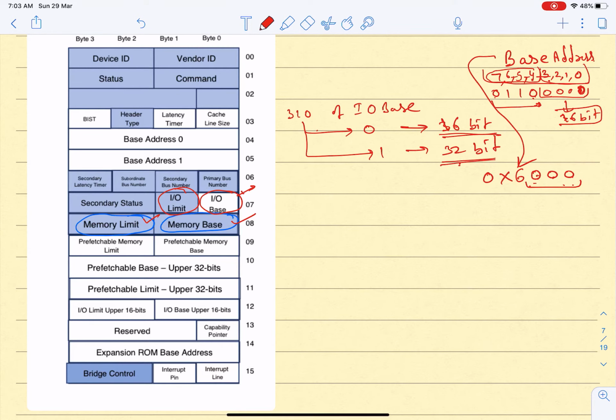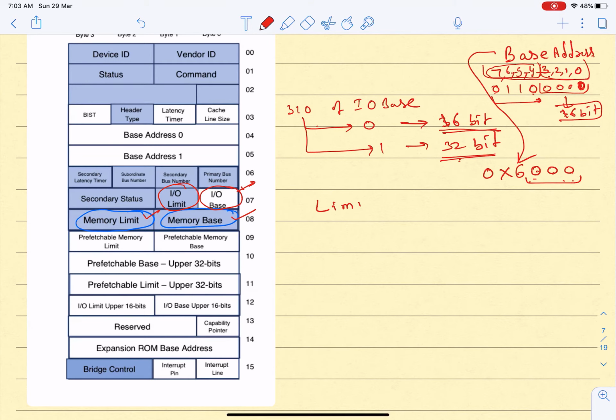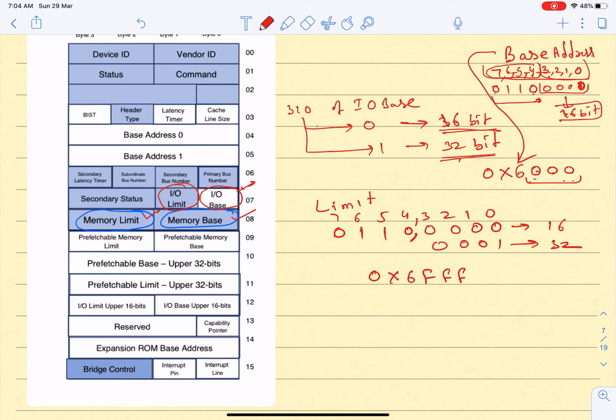And how will limit be calculated? Here again, for limit, we will have address space as 7, 6, 5, 4, 3, 2, 1, 0. Again, this will be read only. If it is 0, it means 16 bit. If it is 1, it means 32 bit. And 7 down to 4 will be configured like this. Like earlier, it is this 6. So 0x6. Here now we need to write FFF.